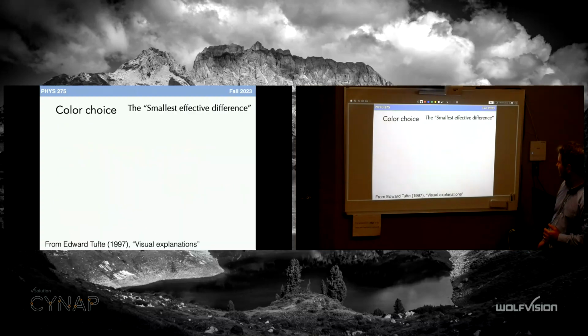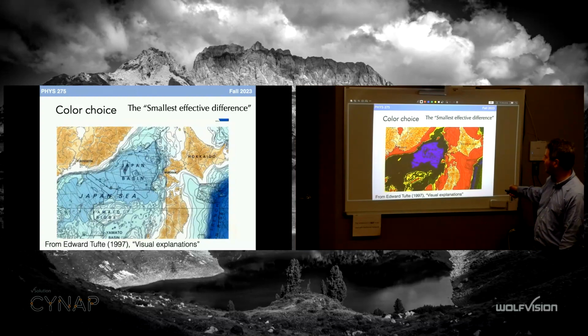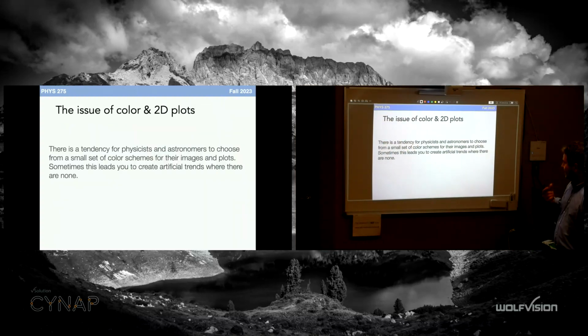But if you do this, it's sort of a random choice. Why is this red? Right? So those are essentially the shallow parts, and this feels like a really deep part, but it's actually just one step in scale deeper. So there's actually not that much deeper than the rest. So having a natural step size, an intuitive step size helps. There's a tendency of physicists and astronomers to choose a small set of color schemes or just stick with the default in their images and plots. Sometimes this leads to misrepresentation. In fact, a lot of the time.